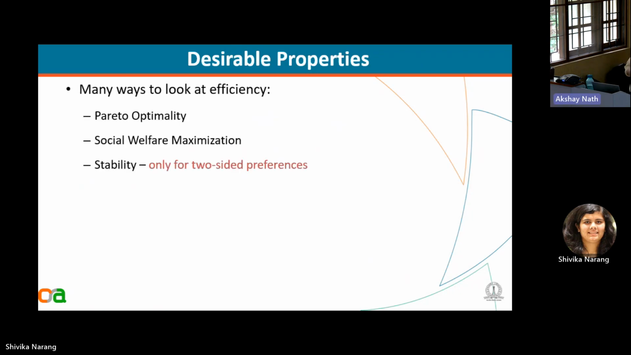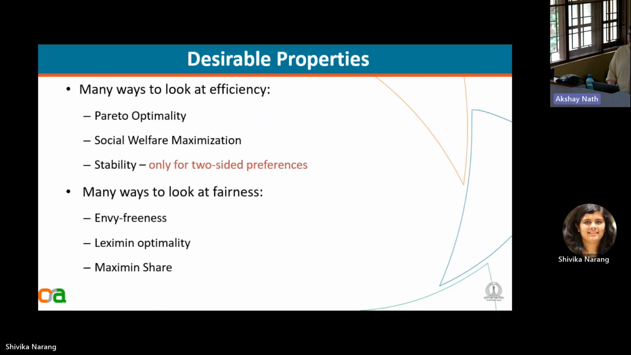For efficiency, we can define it in multiple ways. There's Pareto optimality, social welfare maximization, stability. I will define all of these very shortly, which are all very valid notions of efficiency.